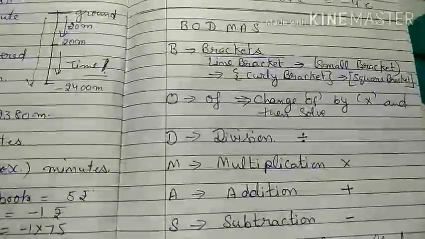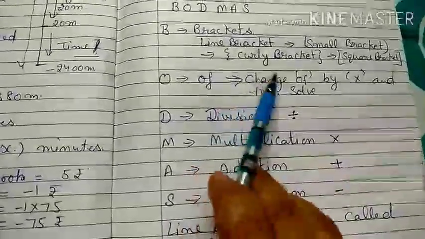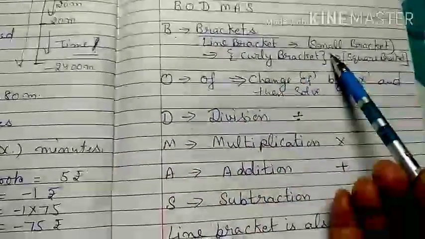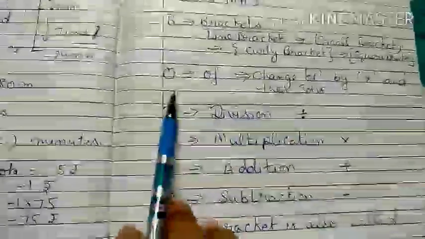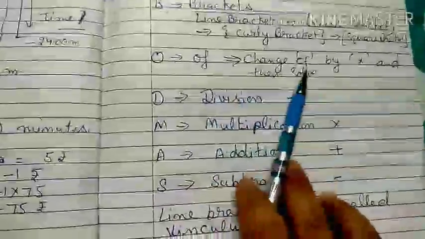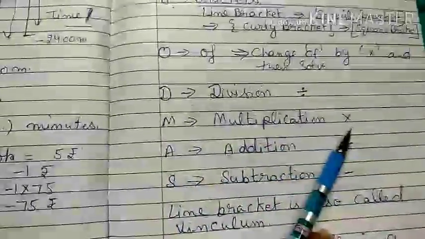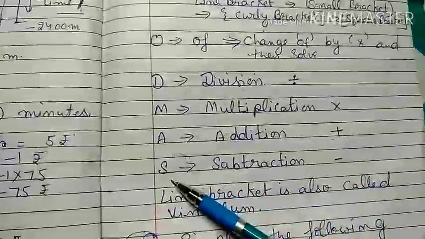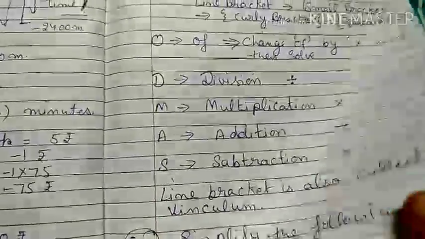Welcome to the BODMAS session. BODMAS stands for bracket, of, division, multiplication, addition, subtraction. First you have to solve the brackets. Under brackets, first the line bracket, then small bracket, curly bracket, and at last square bracket. And after that, of will be solved. Of means multiply, then division, proper divide sign, multiplication, proper multiplication sign, then addition, positive sign, and subtraction sign. Line bracket is also called vinculum.